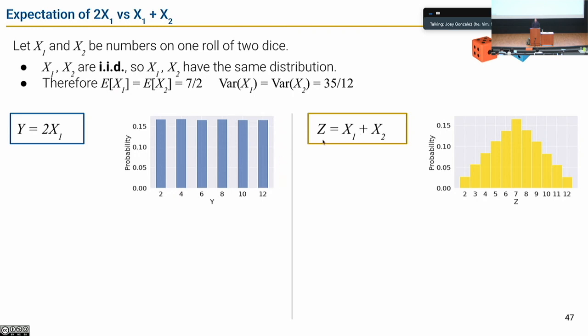It's the sum of two independent i.i.d. variables. And this is just 2 times one of them. Okay? You could think of this as x1 plus x1 as well, right? So two dependent.